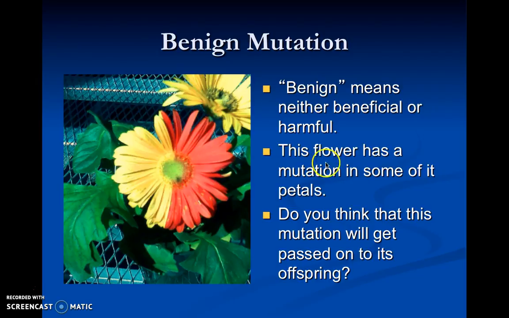Benign mutations. Benign means doesn't help, doesn't harm. So we see this flower has a mutation in some of its petal genes. So the genes on the right have a mutation in them, whereas the genes on the left lack that mutation. And this isn't going to hurt the flower, and it's also not going to help the flower either. Do you think that these mutations would get passed on to the offspring? That's a question we want to be thinking about, and we'll come back to that in a minute.